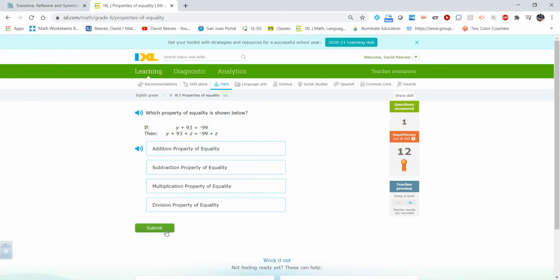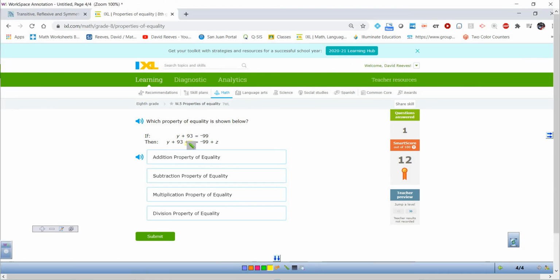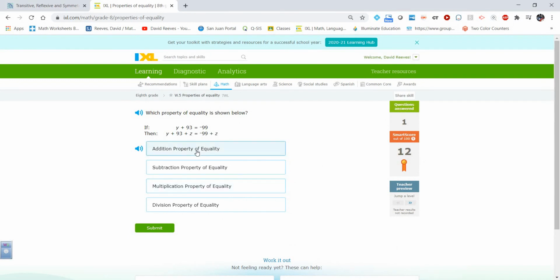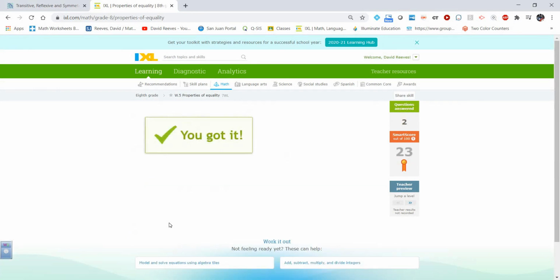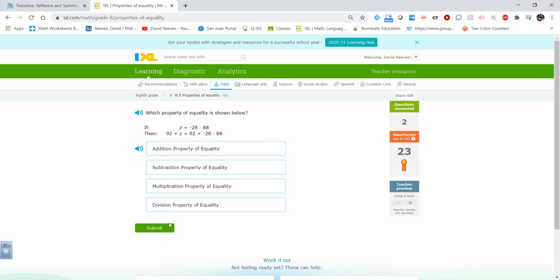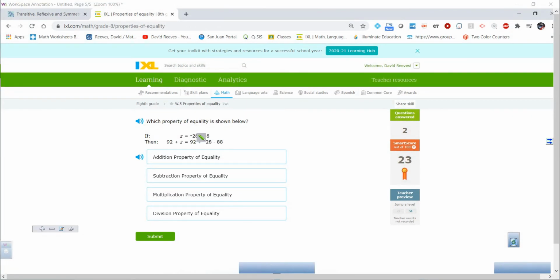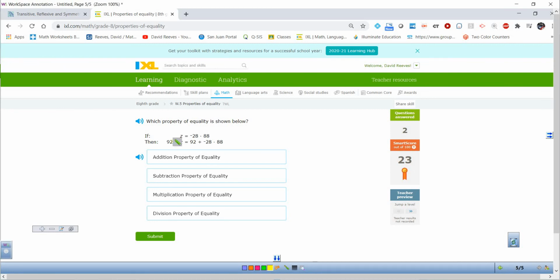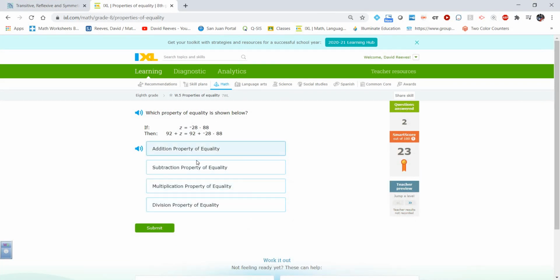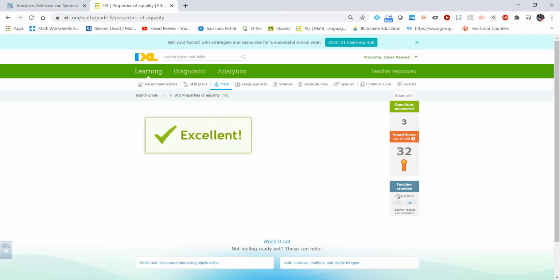All right? If we take a look at this next one, what did they do to get from their original equation to their new equation? Well, there it is. They added z to both sides. So that is the addition property of equality. All right, take a look at this one. What did they do on this one? Again, the difference between the top equation and the bottom equation is that 92 that is added at the top. So that also is going to be the addition property of equality.